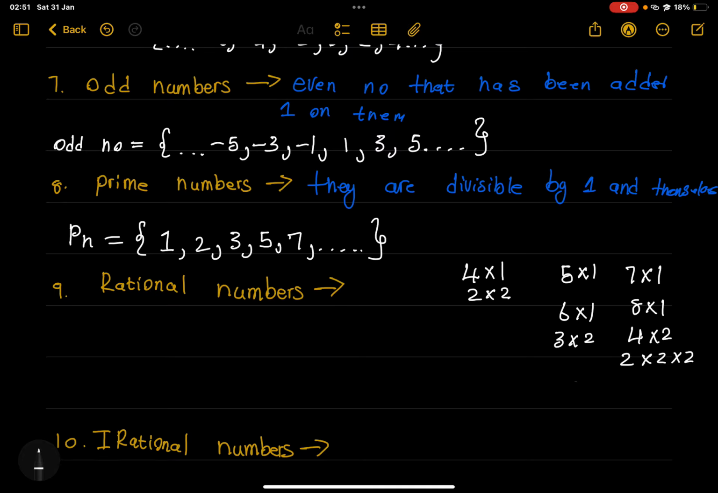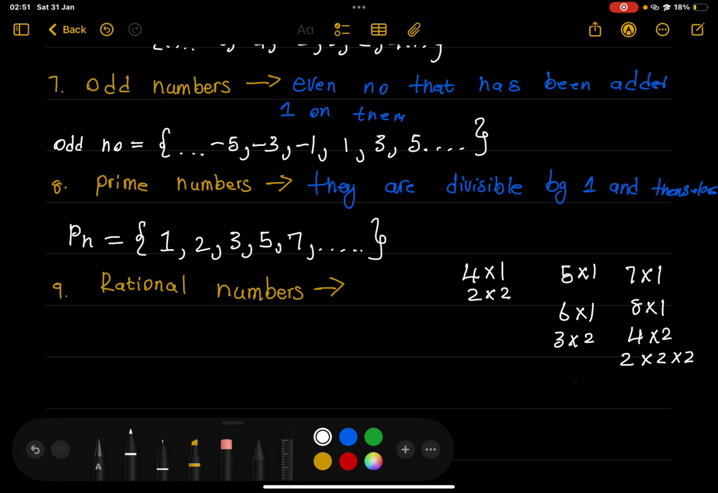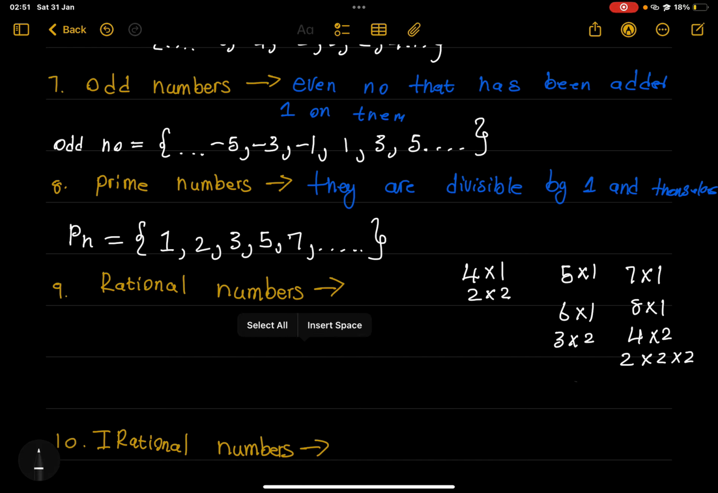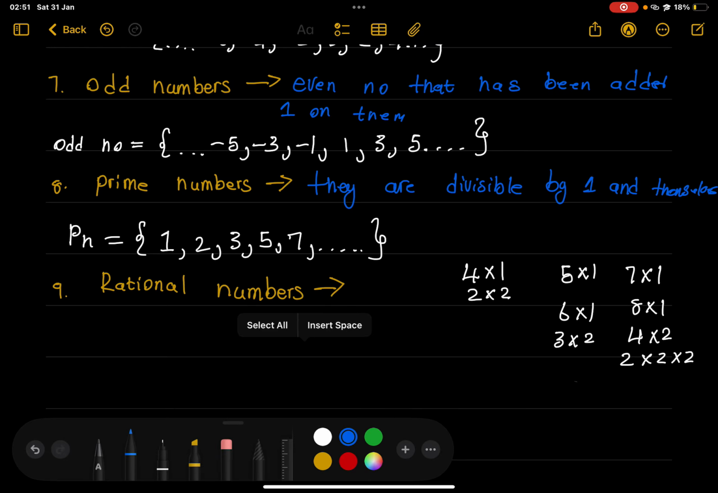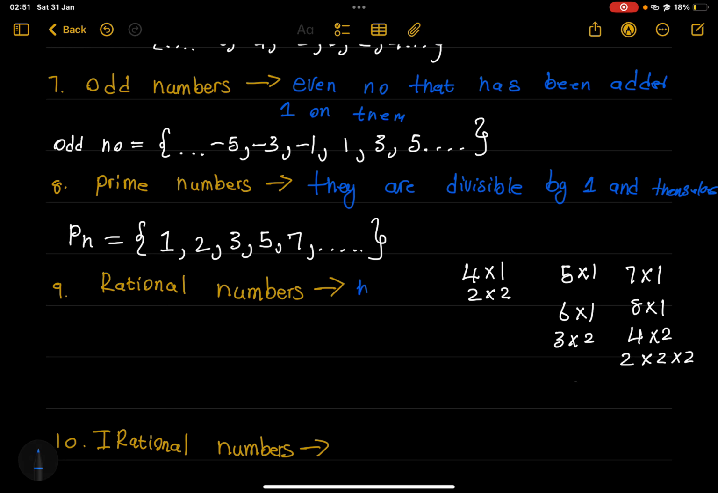These are prime numbers. Understand? So now let's talk about rational numbers. Rational numbers are numbers that can be written as a fraction, A over B. Understand?